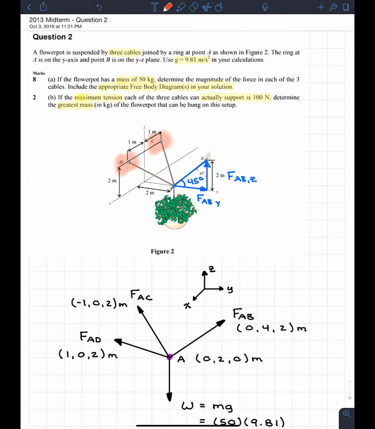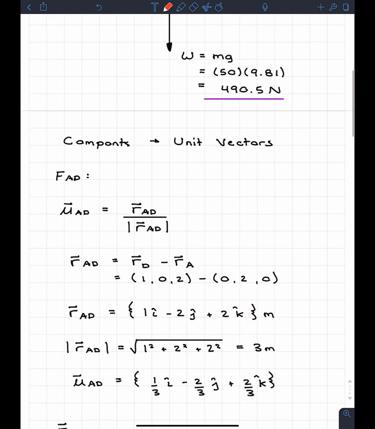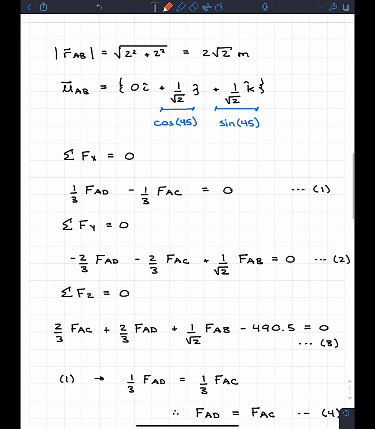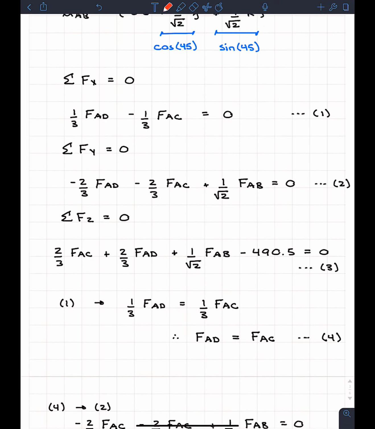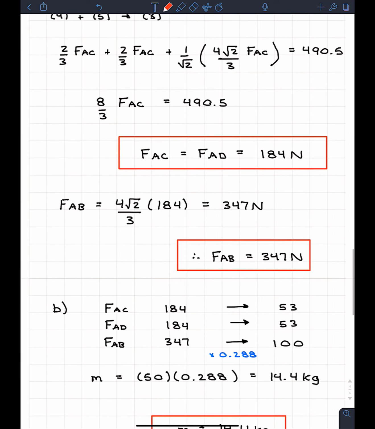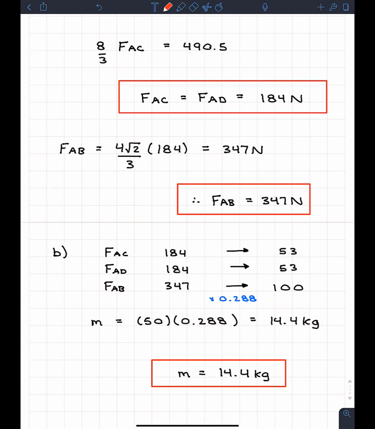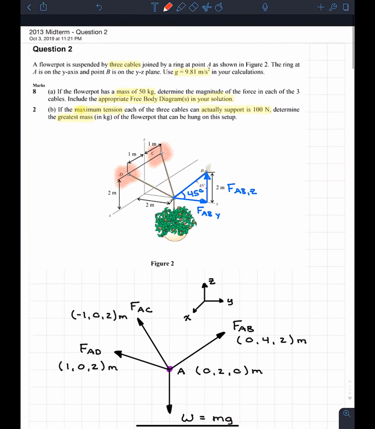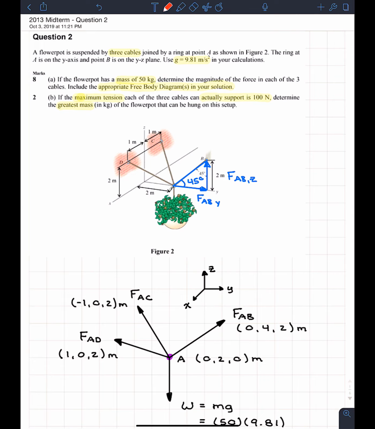So particle equilibrium, guaranteed it's going to be on your midterm. Almost always is. Best thing to do, use unit vectors to find the components of the forces. And then from there, you can use systems of equations to solve for the unknowns. And again, if it asks for a maximum, just remember everything is proportional. You can find the maximum, or even a minimum, very, very simply. So that concludes question 2, and I will see you in the next question.